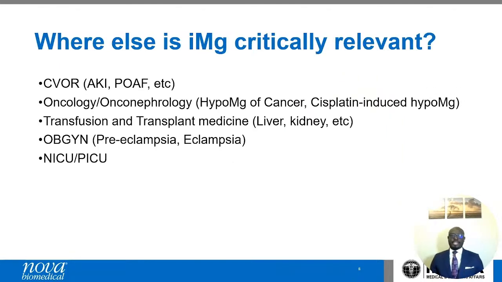But that's just the case of diabetes. Now let's consider some other instances in the clinic where magnesium and eventually ionized magnesium is clinically relevant. Situations such as in the cardiovascular OR, where things like acute kidney injury and atrial fibrillation are common complications. We'll talk about the relationship between magnesium and these complications in these patients. Another example is in oncology and onconephrology, where you have different kinds of cancers relating with hypomagnesemia, and then in transfusion and transplant medicine, OBGYN, and the neonatal and pediatric ICUs, just to name a few.